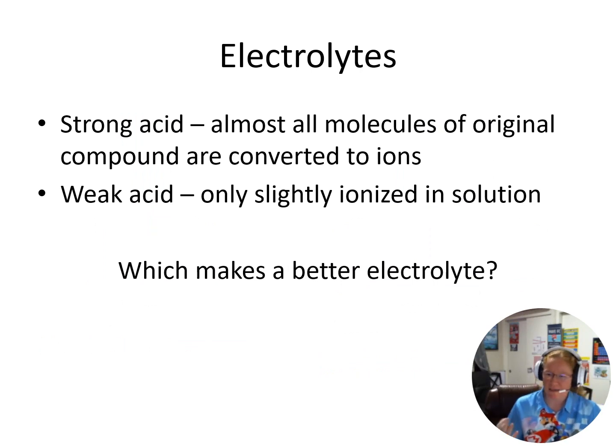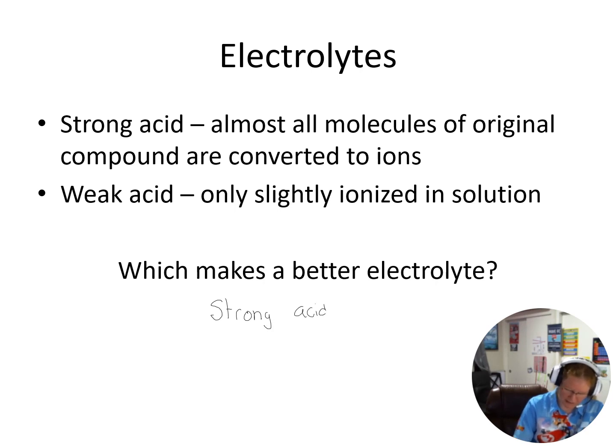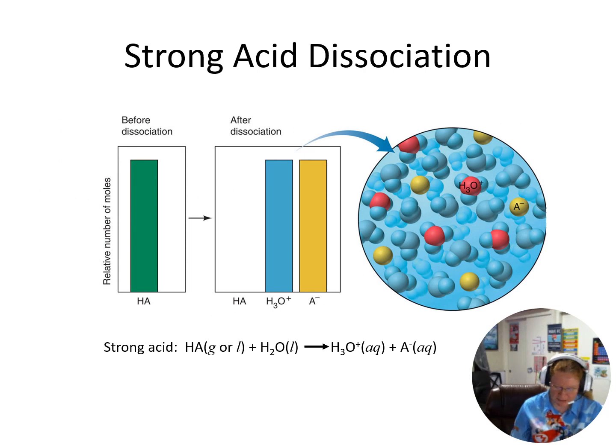Now, when we take this into consideration with acids and bases, strong acids pretty much completely dissociate into all ions. Weak acids, though, only slightly ionize. We get a little bit of ion formation, but we mostly have intact molecules. So, which one's going to make a better electrolyte? The strong acid or the weak acid? If you said the strong acid, you were correct. Okay, and we can visualize this.